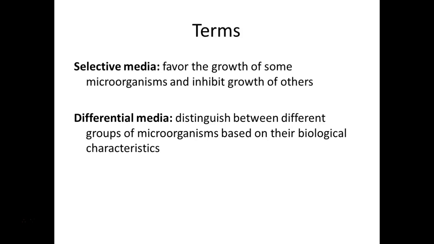Then, if it actually grows, right, if we select for it, then we can ask the next question, and that's a differential question. What can your organism do, and how does it differ from others that don't do this? This is usually biochemical characteristics, right? And again, the question that we ask a lot in this lab is fermentation. Does it ferment a particular sugar?